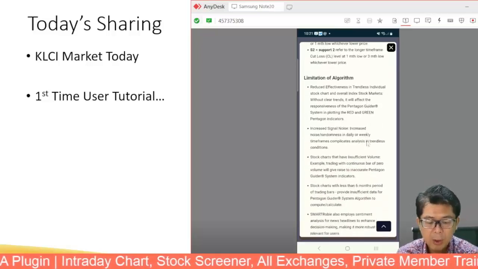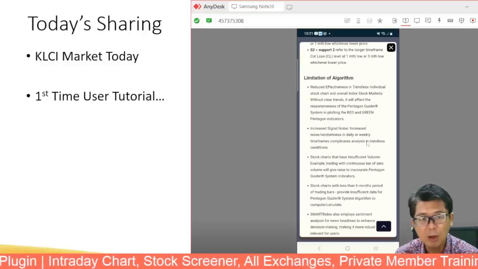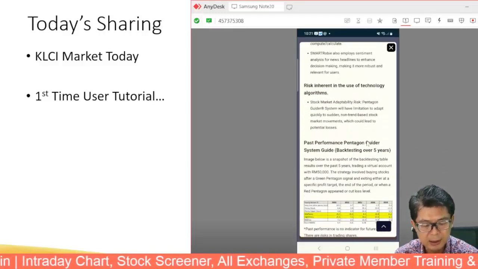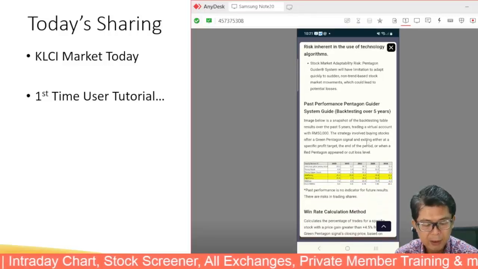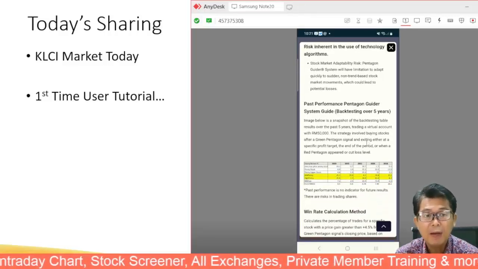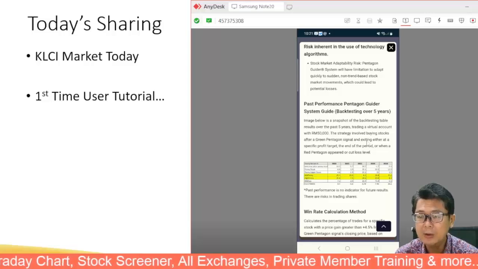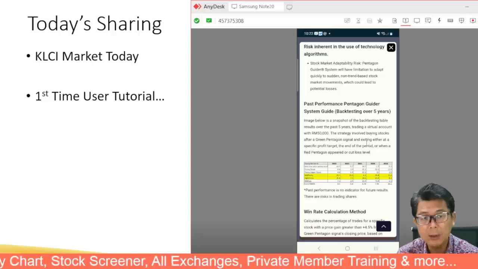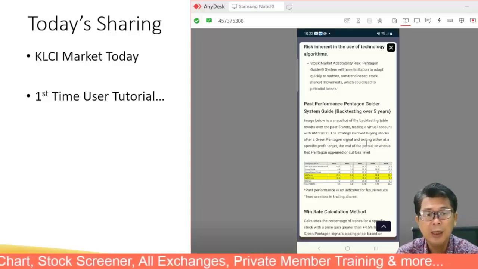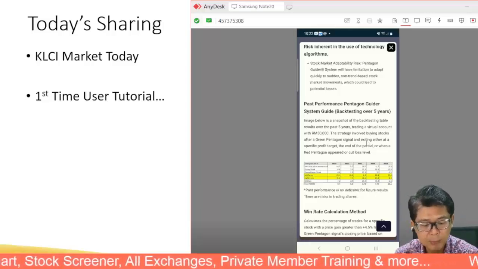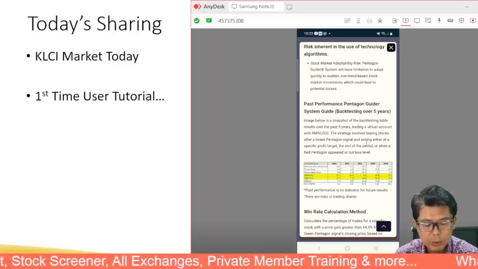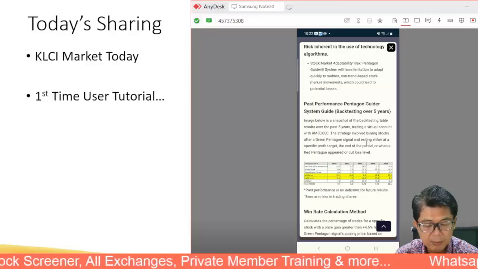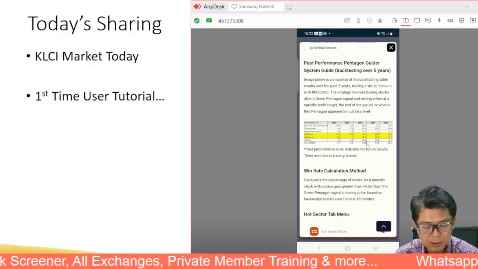I think that's important. We also listed down the limitation of the algorithm in here. Do take a look, and the risk inherent in using the technology that we have. We have also done some 5 years back testing in here, especially for our autonomous trading bot that's using Pentagon Guide to trade. You can check out the results on our website, but usually what we do, we trade over yearly, the last 5 years, with a virtual portfolio of $50,000.